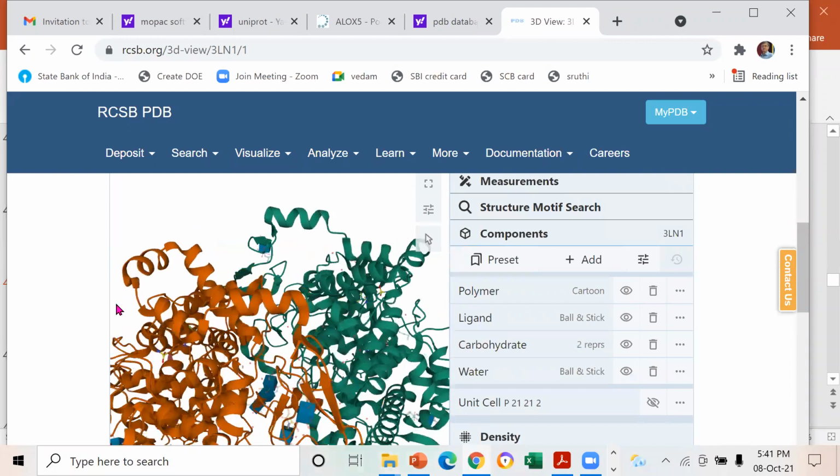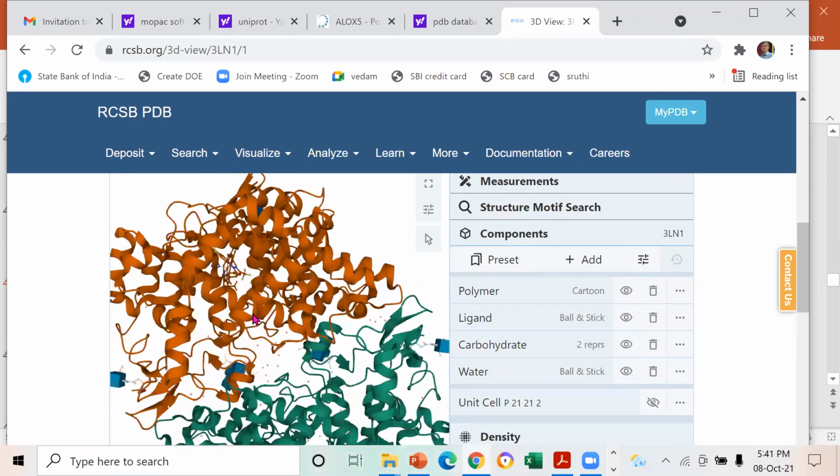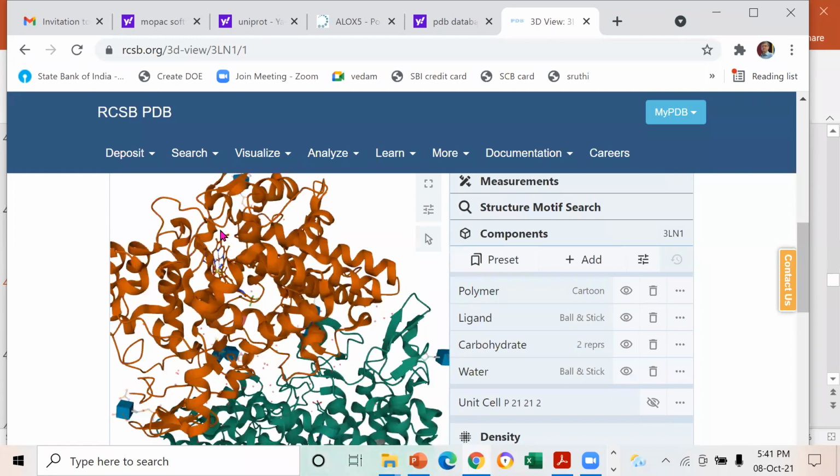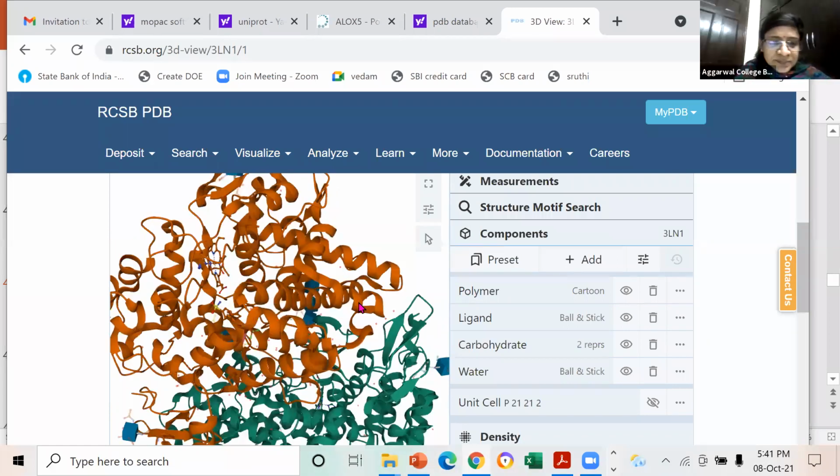Ligand will be ball and stick model. Here it is. Yeah, you can see silicoxyl. Can you see it? Yeah. Yes, sir.